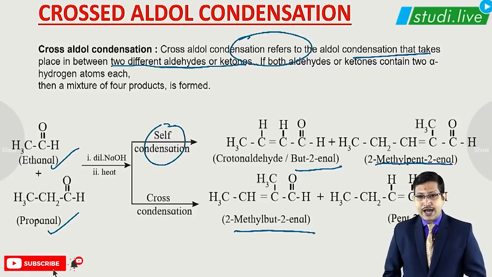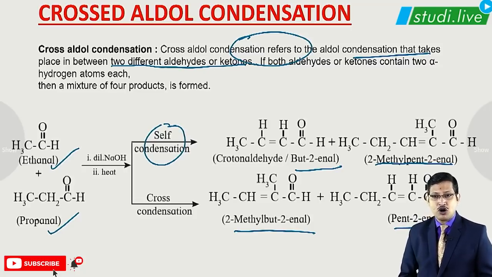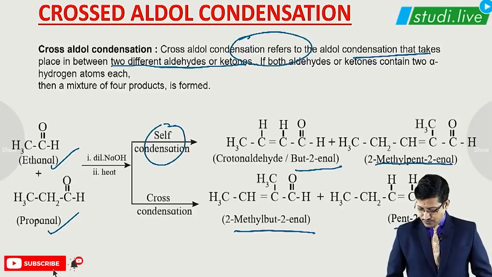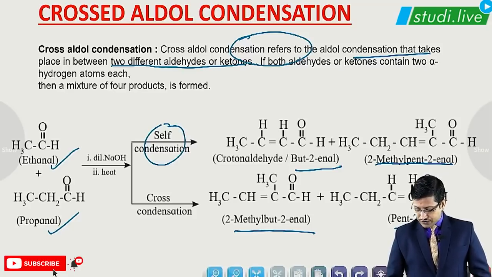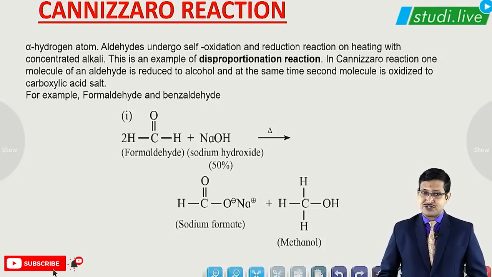One is called 2-methyl but-2-enol and the next one is called pent-2-enol. So these are the two different products which get formed. The pent-2-enol is formed and you can also get the formation of 2-methyl but-2-enol. The next reaction after the crossed aldol condensation is the Cannizzaro reaction.